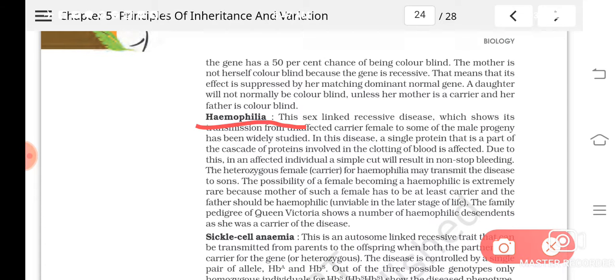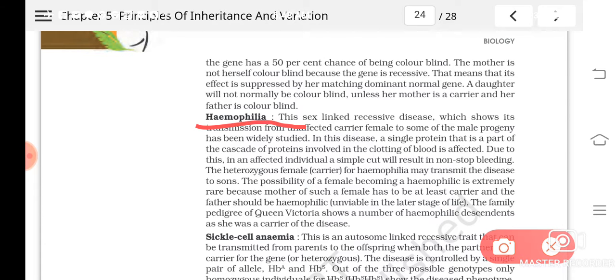So it is a protein which is needed for blood clotting. A number of proteins and a number of steps are there in blood clotting, and in that, only a single protein is affected due to a small mutation. Understood? And due to this, blood clotting will not take place, and a small cut can lead to continuous bleeding. So this is what happens in hemophilia.